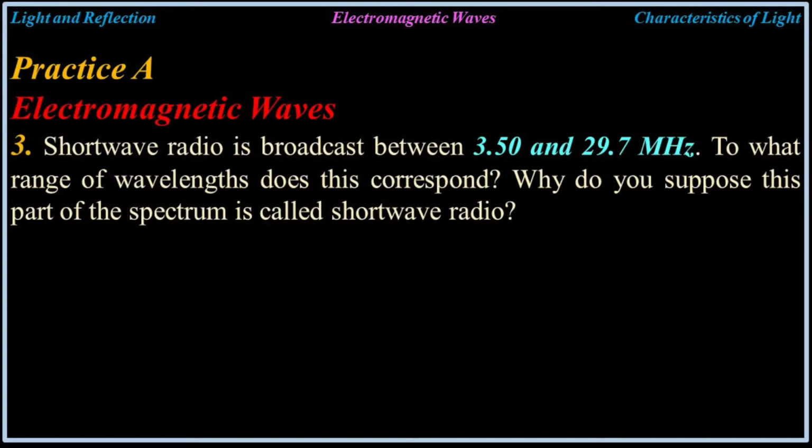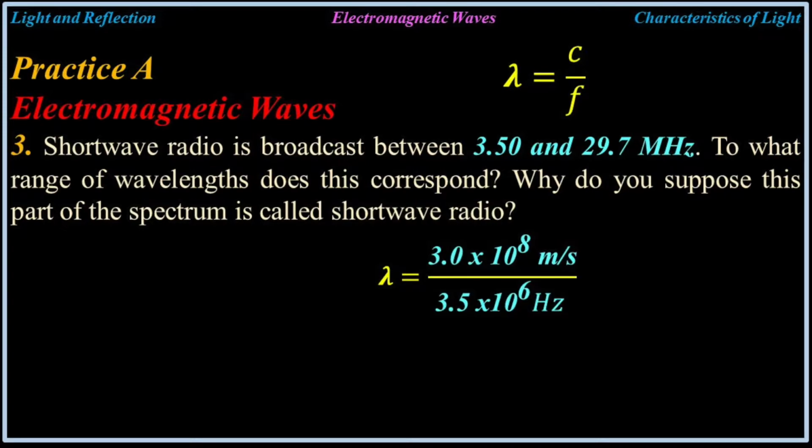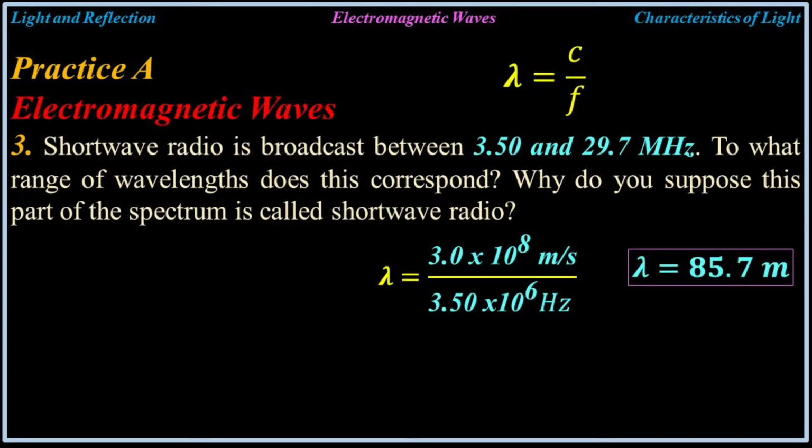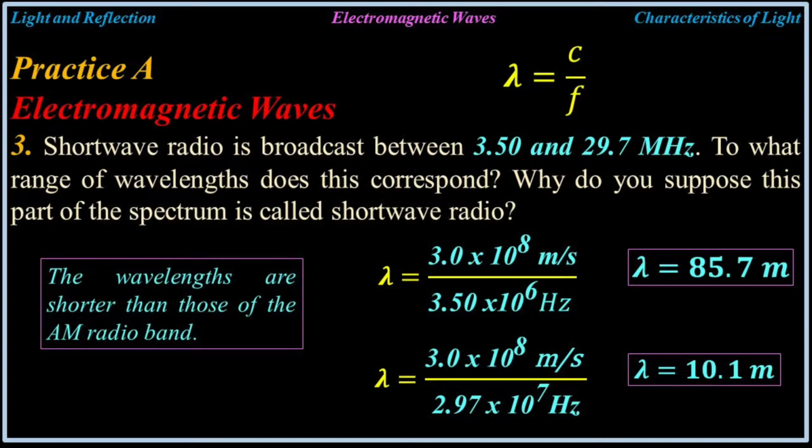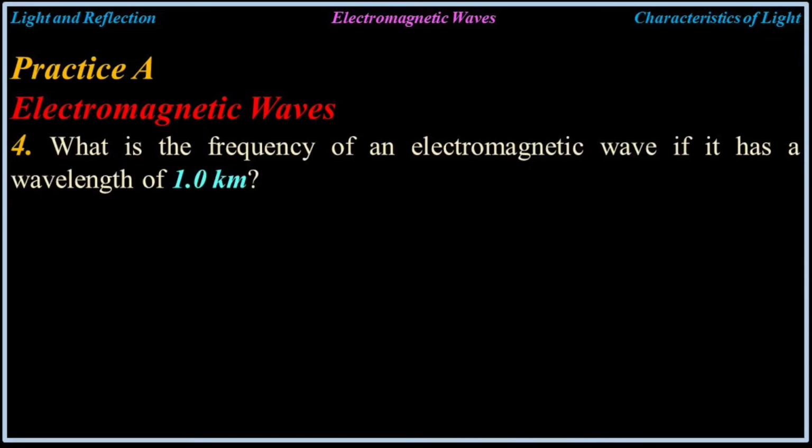Shortwave radio is broadcast between 3.50 and 29.7 megahertz. To what range of wavelengths does this correspond? Why do you suppose this part of the spectrum is called shortwave radio? Well, here's the equation. Lambda equals C over F. I'm going to plug in and then solve. 85.7 meters is the first frequency. And then notice I changed the megahertz to just hertz. That's important. And then 10.1 meters. The wavelengths are shorter than those of the AM radio band.